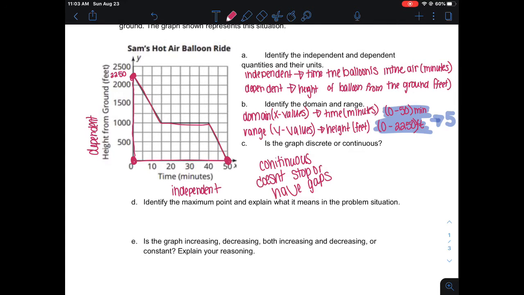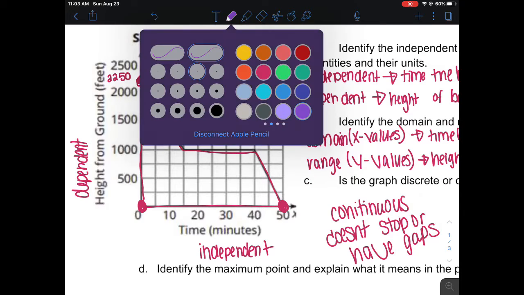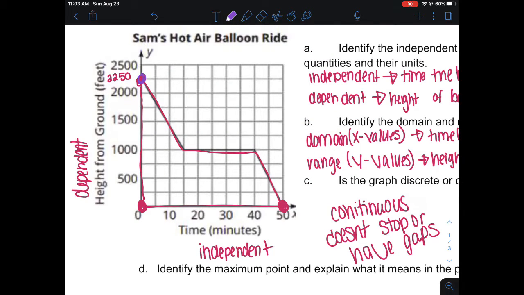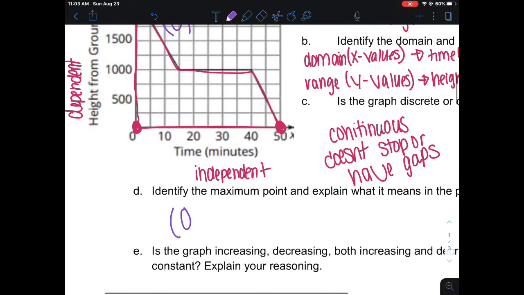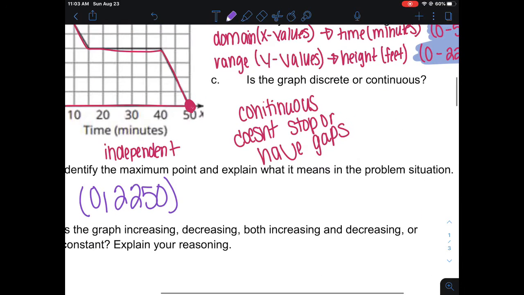Okay, so our maximum point, the highest this graph ever goes, I'm going to change color to purple. So the maximum is this point right here. And remember, a coordinate is x, comma, y. So what's the x value? It is 0. And what is my y value? Well, we already said from before that it was 2,250. Okay, so that's my maximum point. 0, 2,250. Maximum point. Now we need to explain what it means in the problem situation.